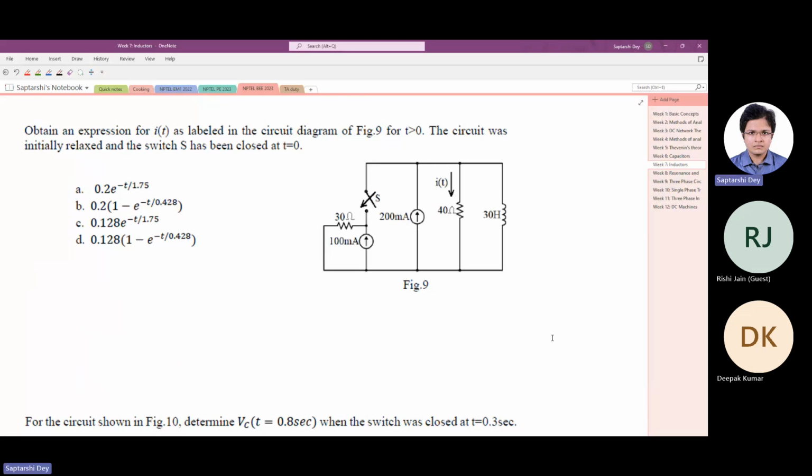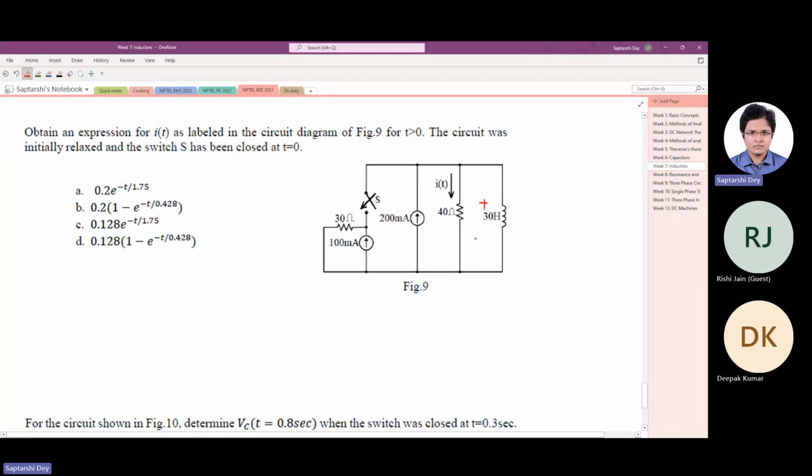See, when we say the circuit was initially relaxed, that means the circuit was initially at steady state. Why I am saying this is that there was an argument that initially relaxed means there is no current through the inductor, but that cannot be the case, right? Because there is a current source parallel to the inductor, and a DC current of some milliampere must be flowing through this inductor. Then only we will get a steady state, because we have a DC current through the inductor. That means the inductor voltage is 0.